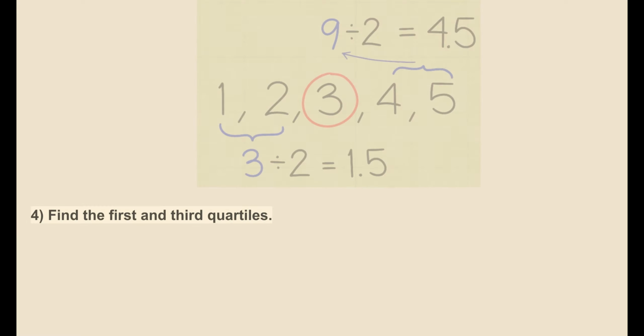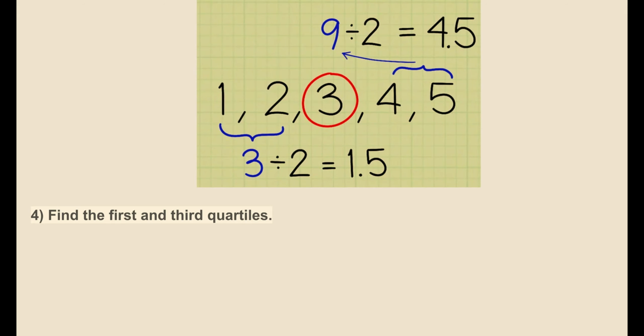Now let's find the first and third quartiles. Remember, the median was right in the middle, but now we have to find halfway between the data on the left. On the left, we have the numbers 1 and 2, so we need to find what is right in between 1 and 2. How you calculate it is you add 2 plus 1, which is 3, and then divide it by 2. So you get 1.5. So my first quartile is 1.5.